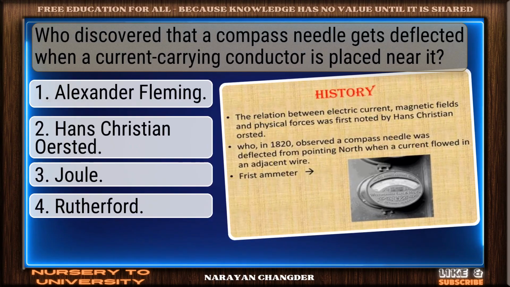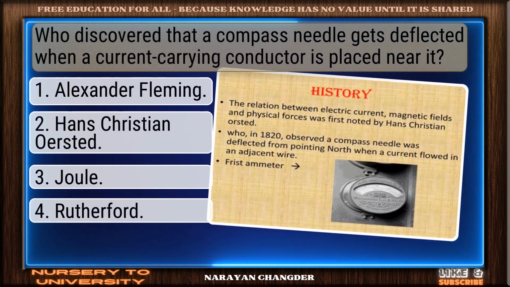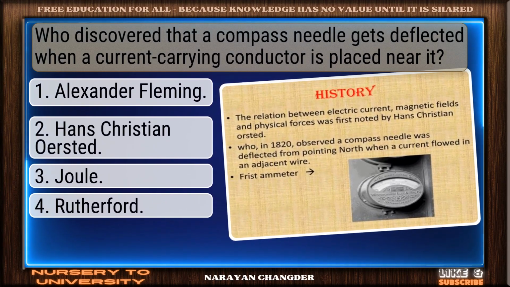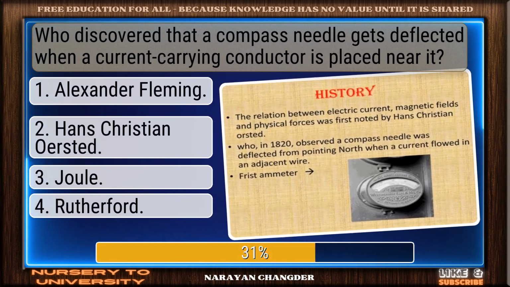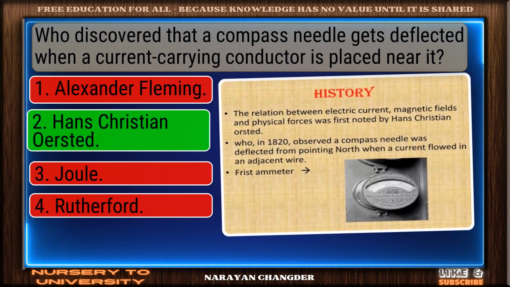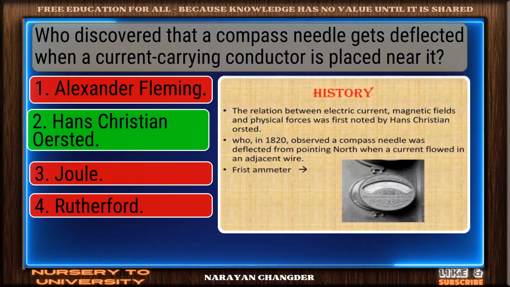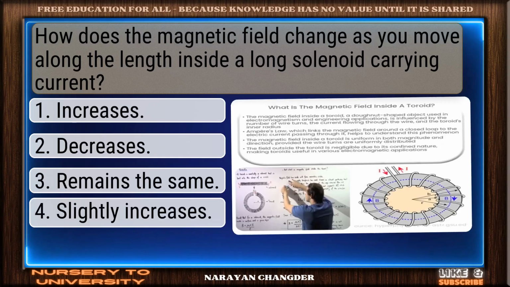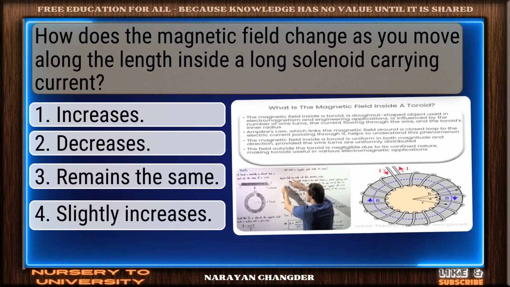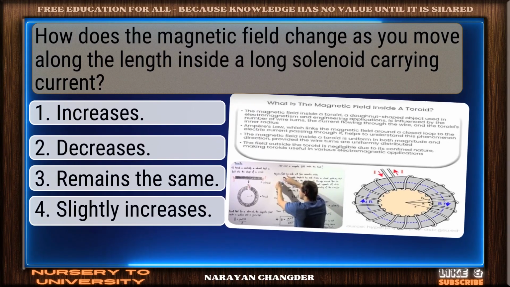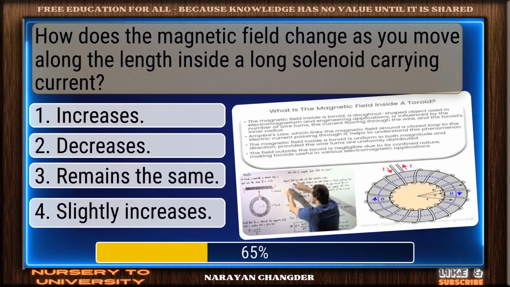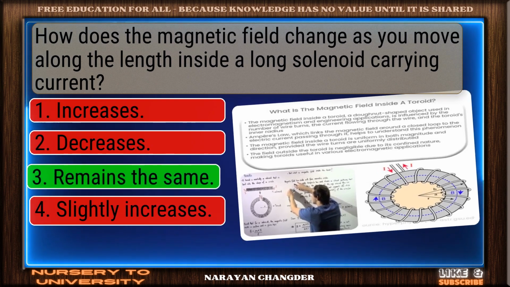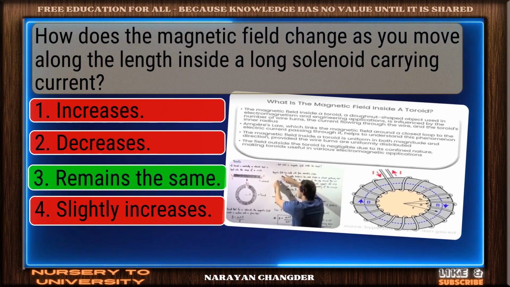Who discovered that a compass needle gets deflected when a current-carrying conductor is placed near it? Great job. Hans Christian Ørsted is accurate. How does the magnetic field change as you move along the length inside a long solenoid carrying current? Exactly. Remains the same makes sense.